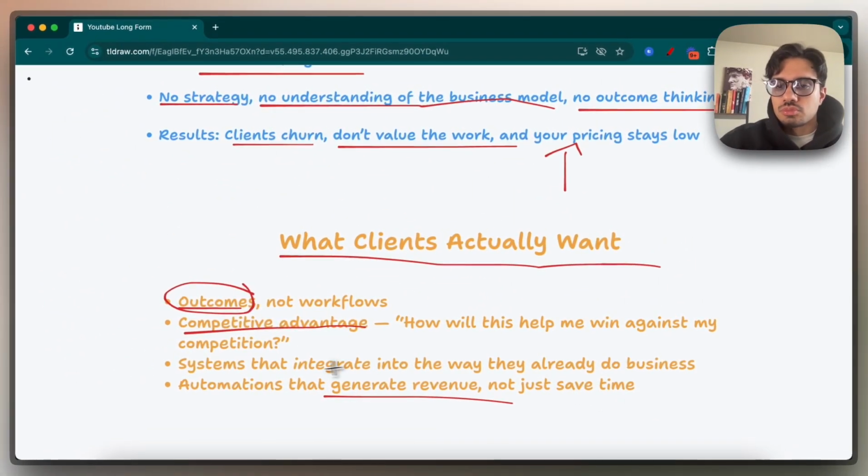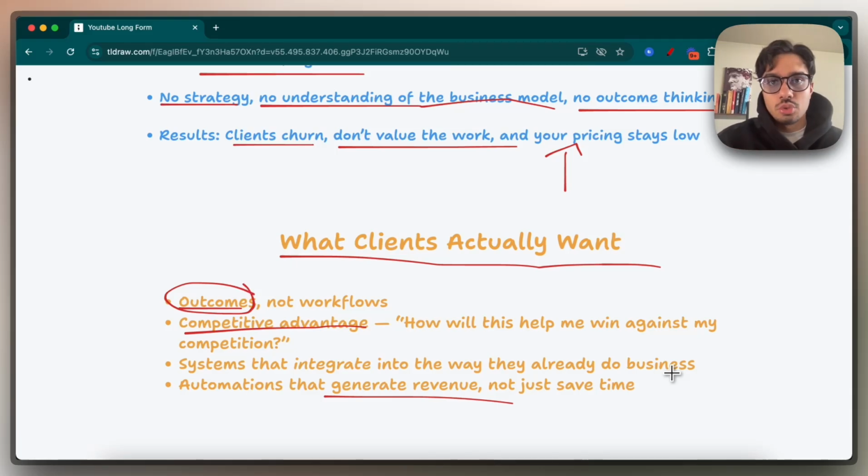Now, in terms of these systems, you want them to integrate in a way that fits how they already do business. You don't want to propose something that overhauls their entire system, causing them to migrate over to something else and retrain their staff, with their business having to go on halt while you're doing this migration. You want to seamlessly integrate into what they're already doing and make it as frictionless as possible. That's what they want.